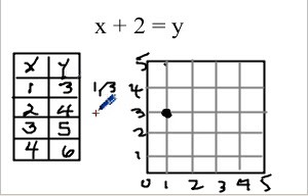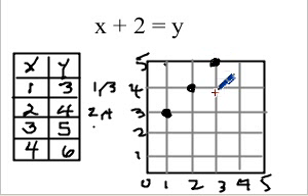And our second coordinate pair is 2, 4. So we go over 2 on the x-axis and up 4 on the y-axis. So our coordinate pair would be graphed here. And let's take a look at one more. We've got 3 and 5. So we'll go over 3 on the x-axis and up 5 on the y-axis. And our coordinate pair would be graphed right there.